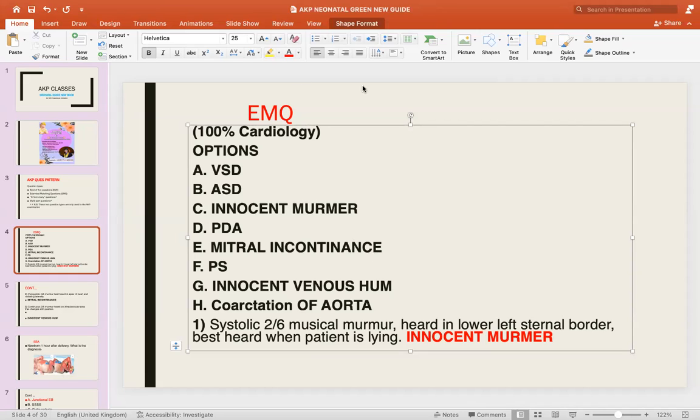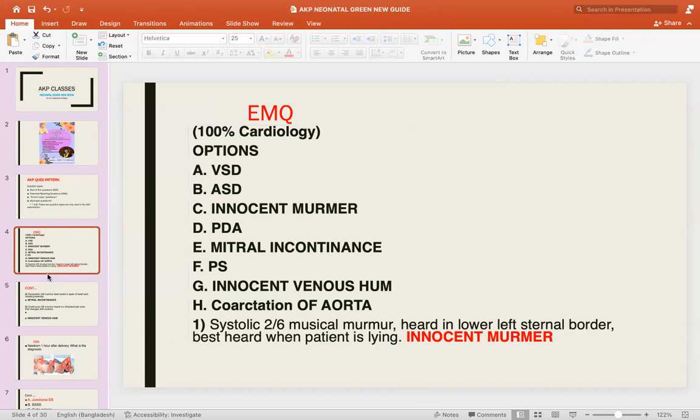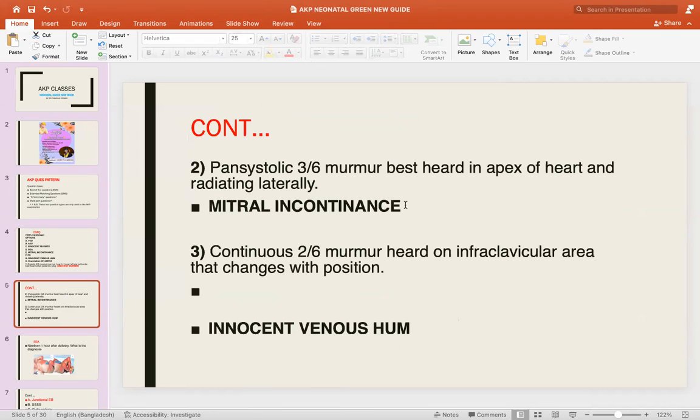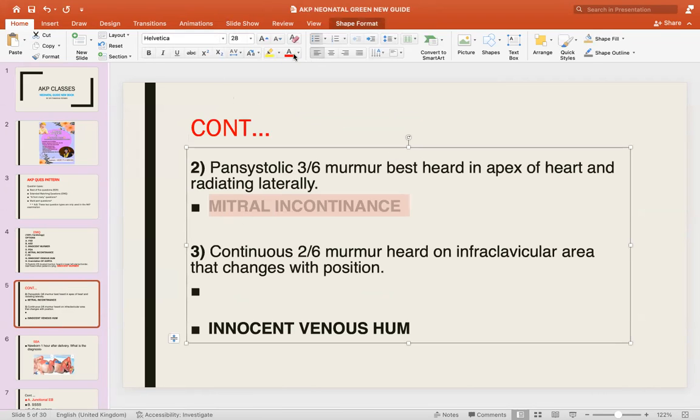So remember, disease can be one, but they can have multiple names. So that is also your knowledge. They are testing your knowledge that you know what do you mean by mitral incompetency or incontinence. Same thing, mitral incompetency, mitral incontinence, mitral regurgitation, same disease. Okay, so the answer will be mitral incontinence or mitral incompetency. Why? Who can tell me why? Because it is same as MR. MR murmur.